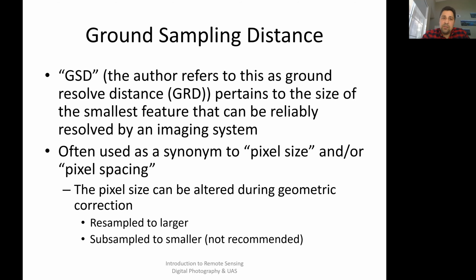GSD, we call that, that's a frequent way to call it, GSD. Now the author is going to refer to this as a ground resolve distance, and that's fine, GRD. It's the same thing. The GSD pertains to the size, the smallest feature that can be resolved. Essentially, GSD is the relationship between what's in the actual scene and the photographed. So, for example, whatever the features are and how resolved those features are, and in particular, the size.